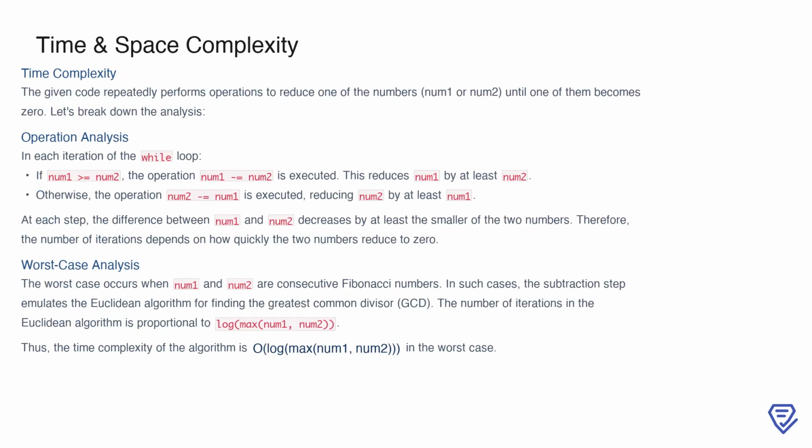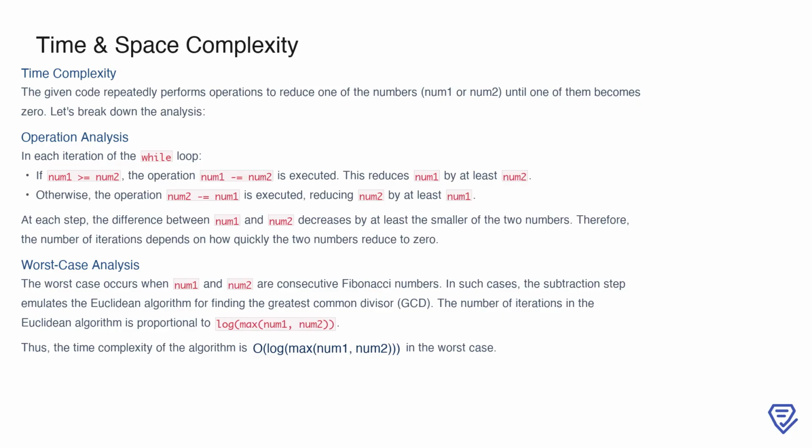To understand the time complexity of the given code, it's important to see how the operations within the loop affect the two numbers, number 1 and number 2. In each iteration, we perform a subtraction operation, either reducing number 1 by number 2 or number 2 by number 1, depending on which is larger. This means that the smaller of the two numbers dictates how much progress is made in each step, as the difference between number 1 and number 2 decreases by at least the smaller number in every iteration.